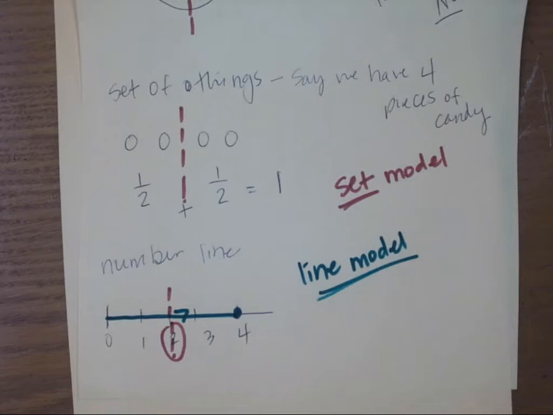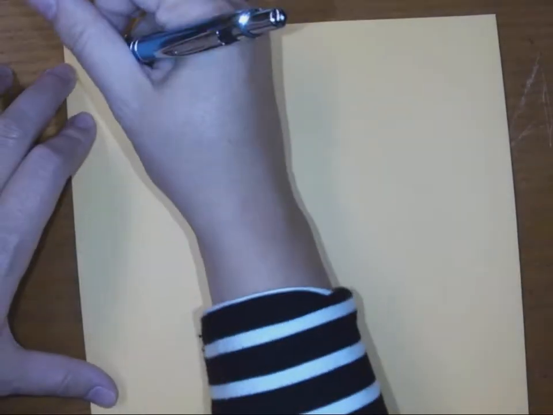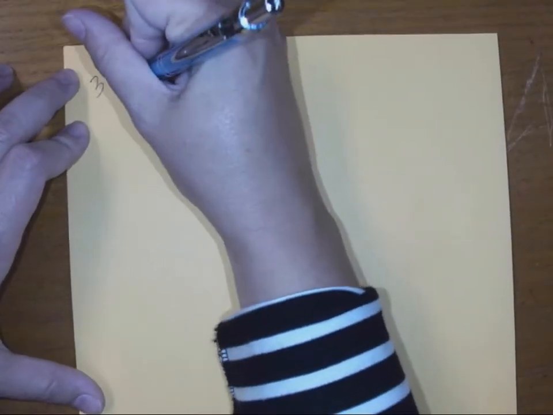Okay, so we basically have 3 different types of models for fractions. And let me make a little table over here. So our 3 different models for fractions.